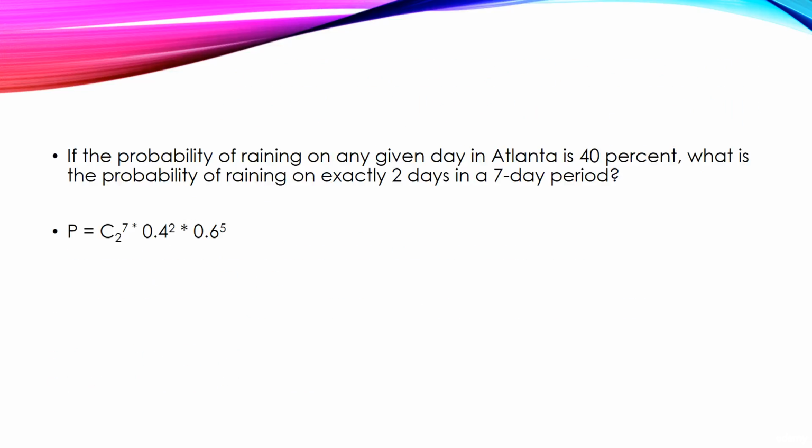Let us look at an example. If the probability of raining on any given day in Atlanta is 40%, what is the probability of raining on exactly 2 days in a 7-day period? P is equal to 7C2 times 0.4^2 times 0.6^5.